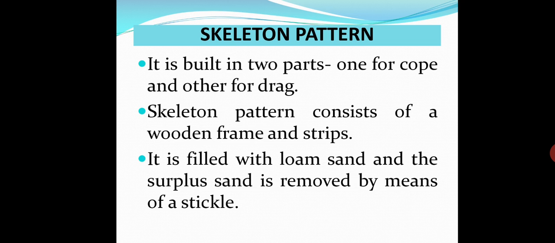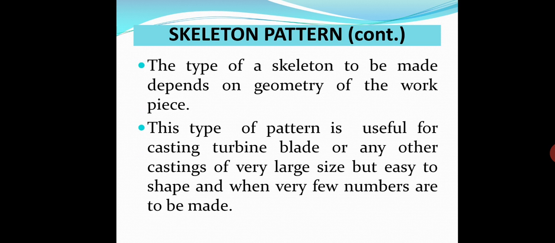Next is skeleton pattern. It is built in two parts, one for the cope and the other for the drag. Skeleton pattern consists of a wooden frame and strips. It is filled with loam sand and the surplus sand is removed by means of a stickle. The type of skeleton to be made depends on the geometry of the workpiece. This type of pattern is useful for casting turbine blades or any other casting of very large size, but easy to shape and when very few are to be made.